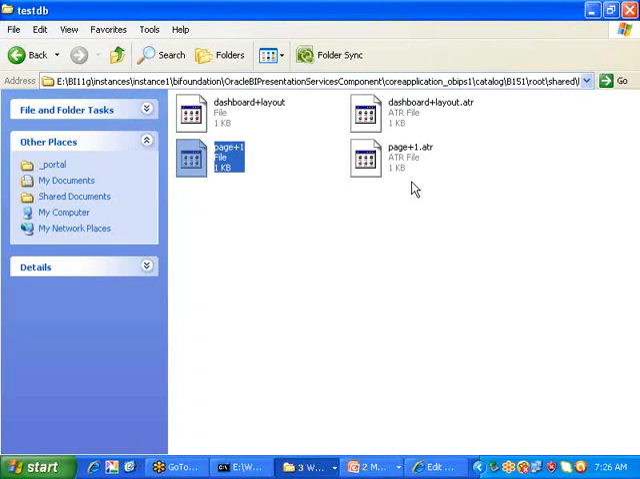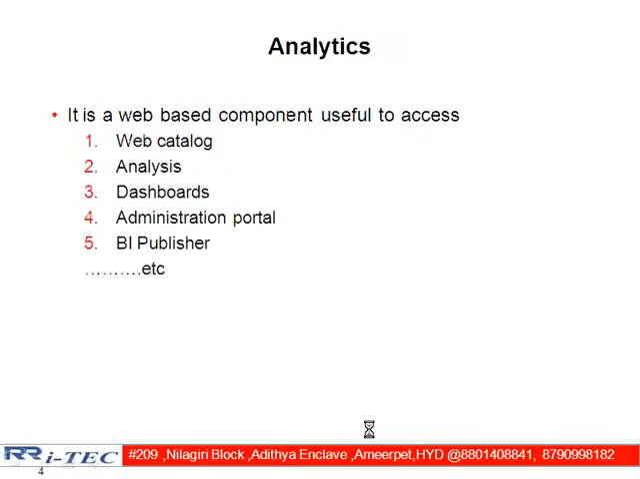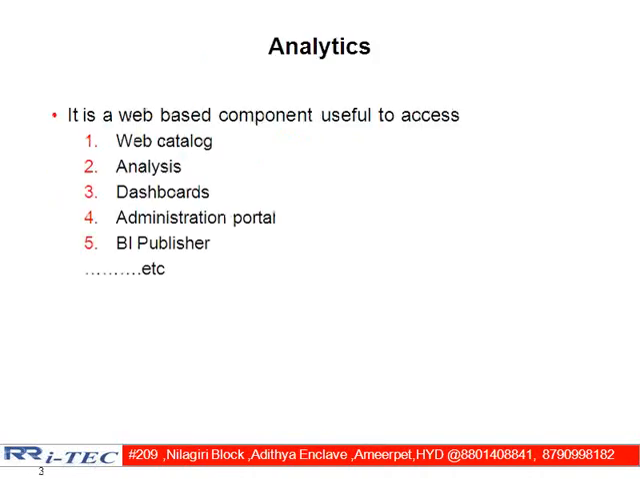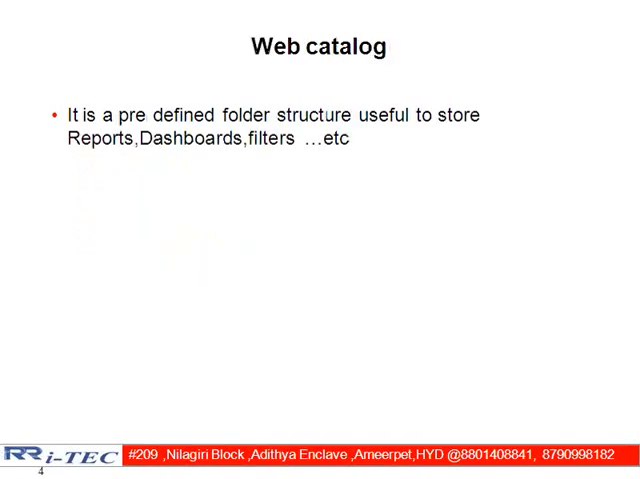Okay. Let me summarize what we learned till this point of time. We started our learner level. In that one, we talked about analytics. Analytics is a web-based component. It is useful to access web catalog, analysis, dashboards, administration portal, or BA Publisher. In that, first we are going for web catalog. Web catalog is a predefined folder structure useful to store reports, dashboards, filters, etc. Whatever you are saving from the front end, those all things are going and getting stored in the web catalog only.